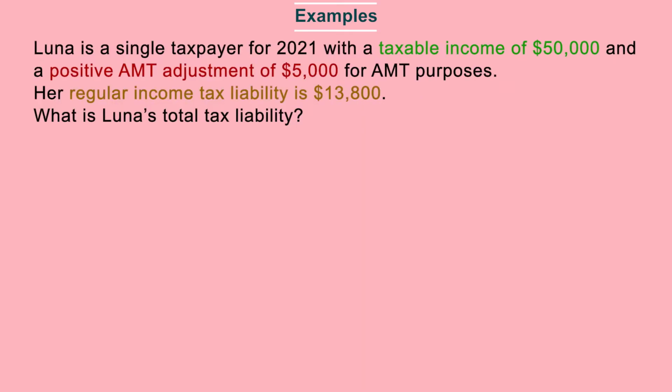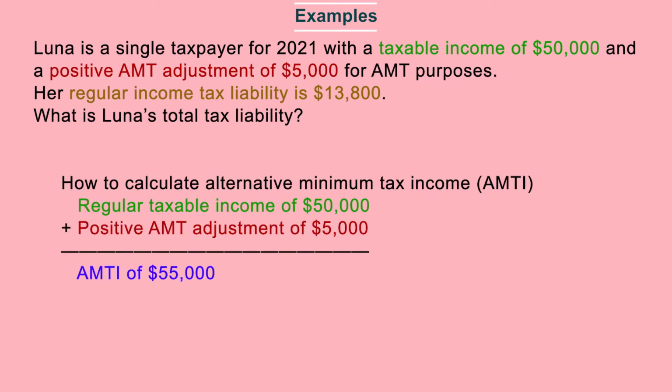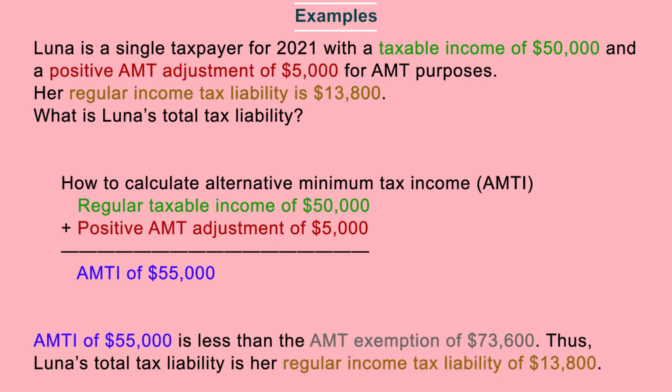Luna is a single taxpayer for 2021 with a taxable income of $50,000 and a positive AMT adjustment of $5,000 for AMT purposes. Her regular income tax liability is $13,800. What is Luna's total tax liability? How to calculate alternative minimum tax income, AMTI. Regular taxable income of $50,000 plus positive AMT adjustment of $5,000 equals AMTI of $55,000. AMTI of $55,000 is less than the AMT exemption of $73,600. Thus, Luna's total tax liability is her regular income tax liability of $13,800.